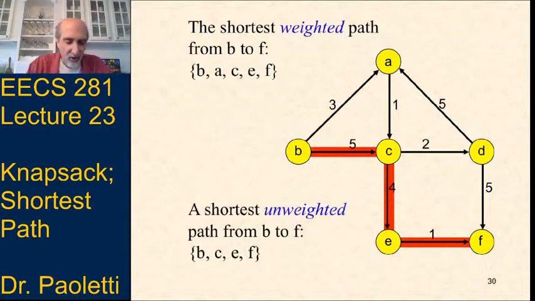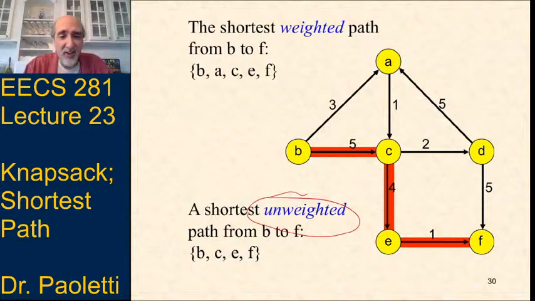Now, if I just want the shortest unweighted path, the shortest unweighted path is what's shown here. I want 3 edges. All edges have equal cost, they're all just an edge. I could do that with breadth first search. But for the shortest weighted path, I need what we're going to do today.